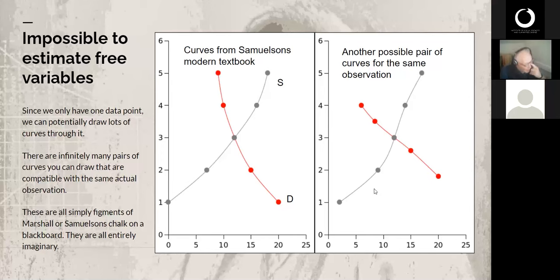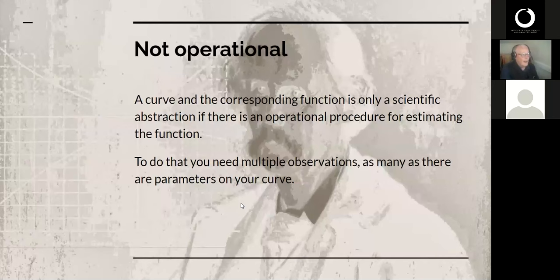Well, you could say, you observe them over time. You observe the supply curve by looking at different dates and seeing what the prices were on those dates when different quantities were supplied. But it's only a scientific abstraction if you've got an observational procedure for estimating the function. And to do that, you need as many observations as there are parameters on your curve. So in order to have a supply curve, which is a second order polynomial, you need at least 3 observations.